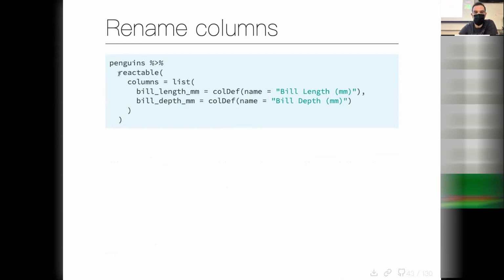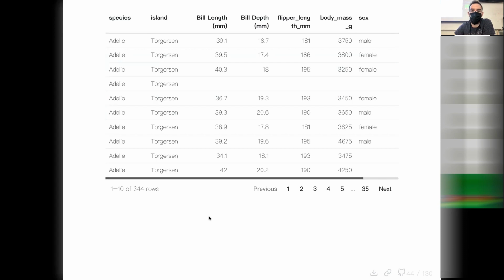So from penguins, you can pass that to reactable, and then say the columns is going to be a list, okay? And it's a list because you're going to pass different arguments for each column. So you can only pass one if you want, or you can pass a bunch of them. But for the bill depth or bill length, I'm going to say here's the column definition. The name is going to be "Bill length millimeters" and "Bill depth millimeters" rather than what they were before with the underscores. Okay, and that looks like that.